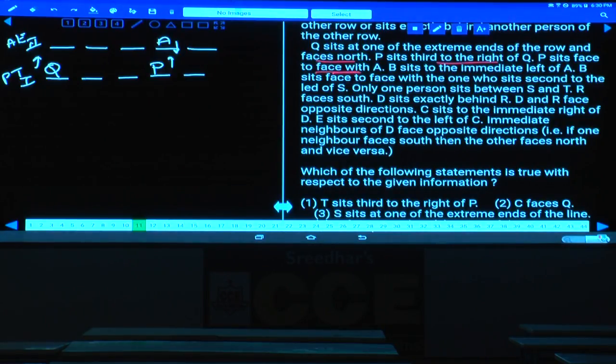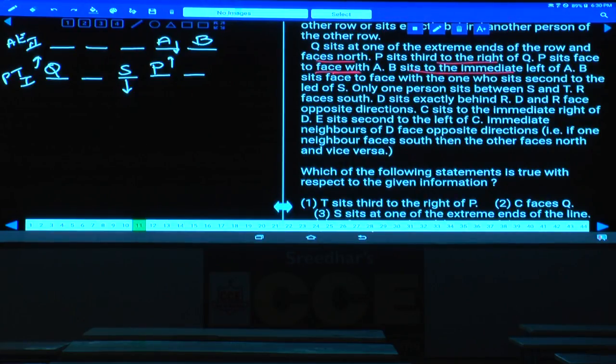B sits to the immediate left of A. As B sits to the immediate left of A, B must be at this place. B sits face to face with the one who sits second to the left of S. Seated second to the left of S, S must be here, and this S must face towards south.